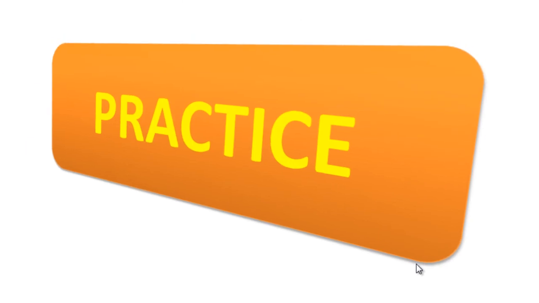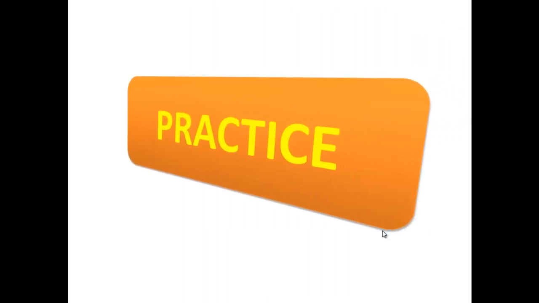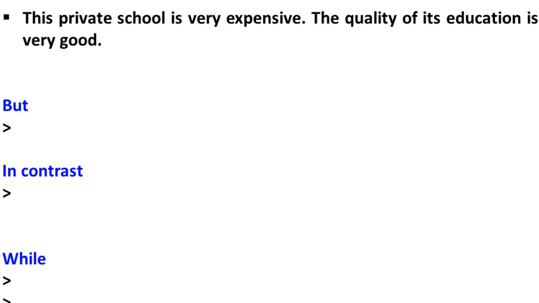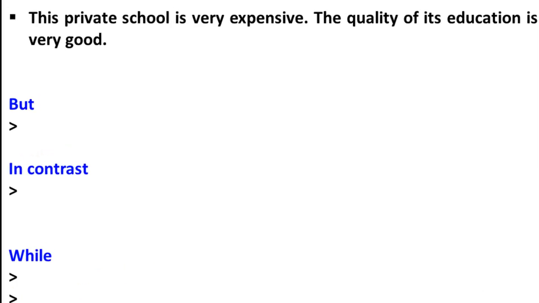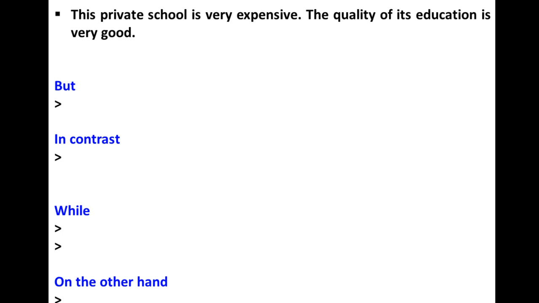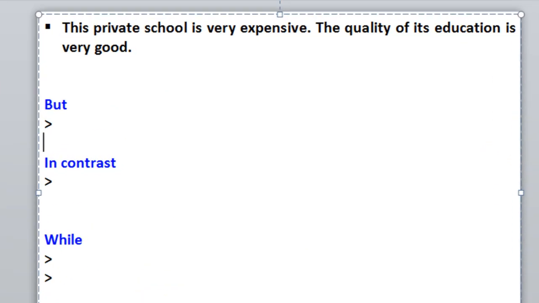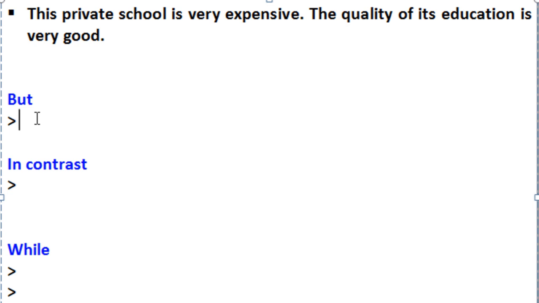Well, let us practice the expressions that you have just learned. This exercise will help you better understand the usage of these linking words and phrases of contrast. As you see, here you are required to combine this pair of sentences in one sentence using the linking words and phrases of contrast given. They are but, in contrast, while, and on the other hand. So let us start.